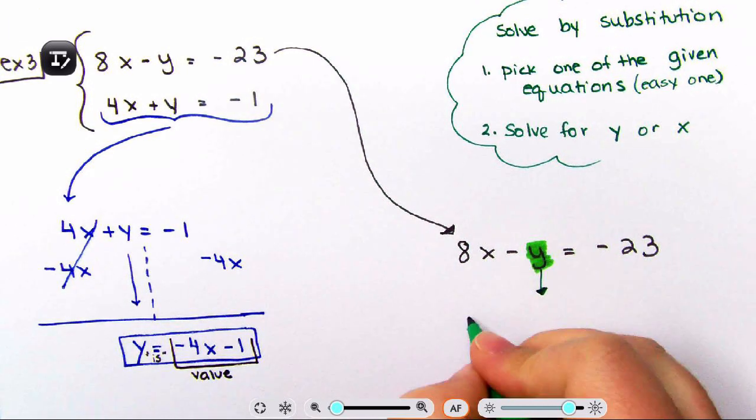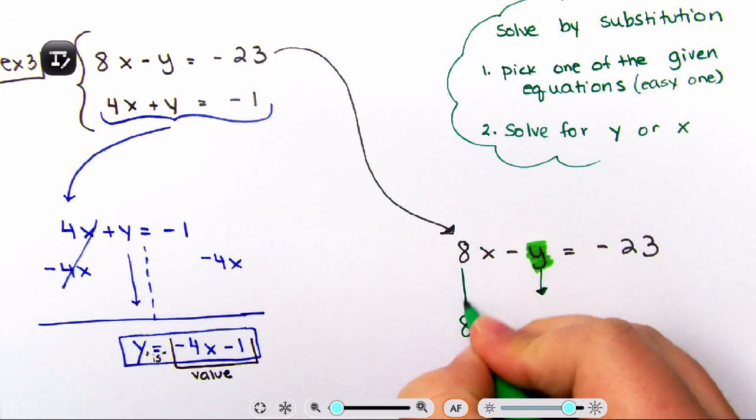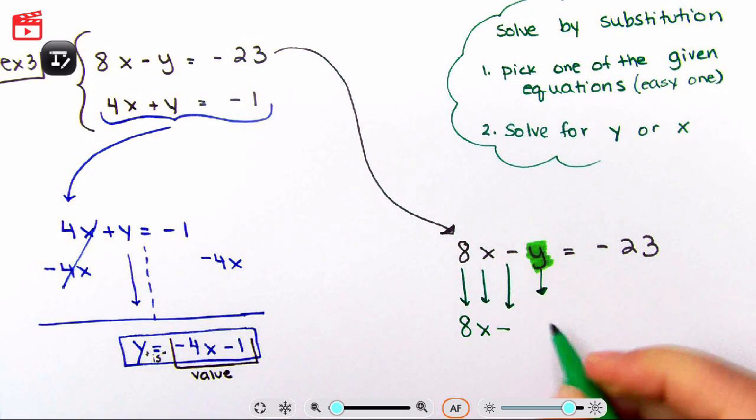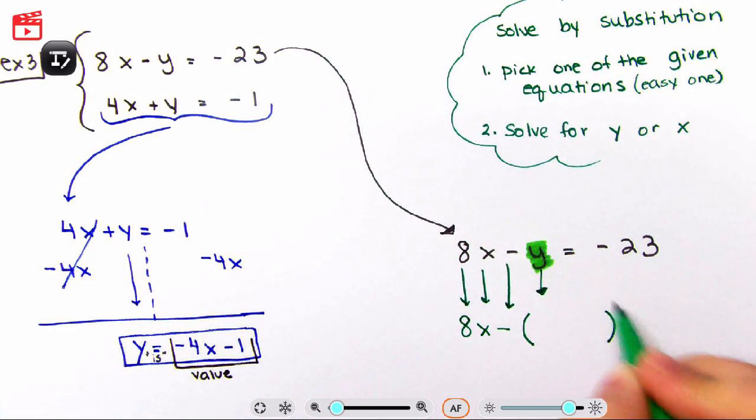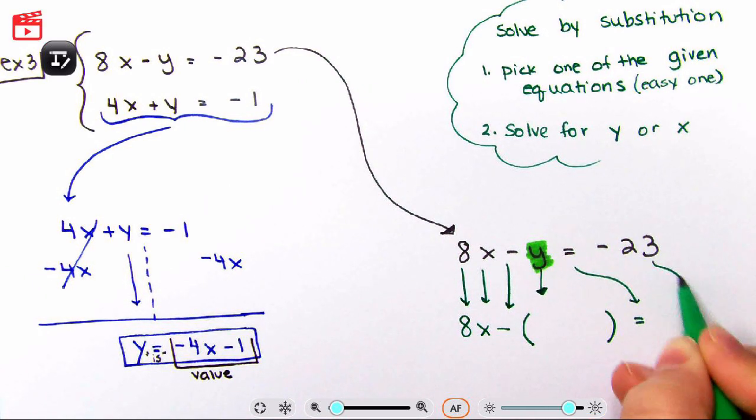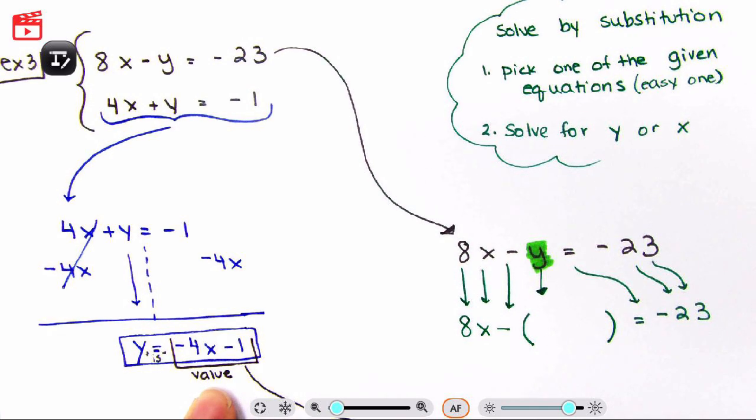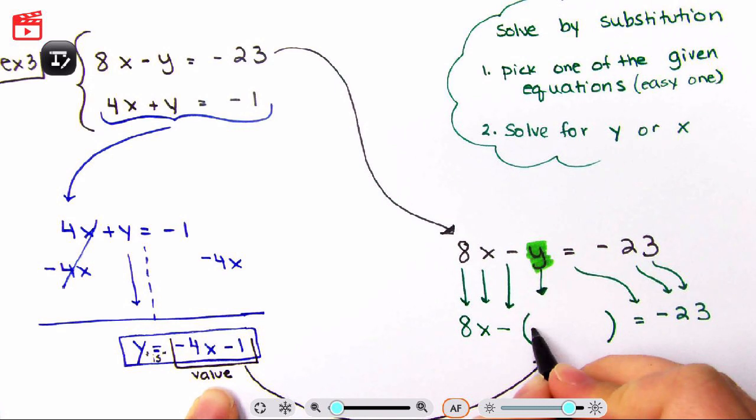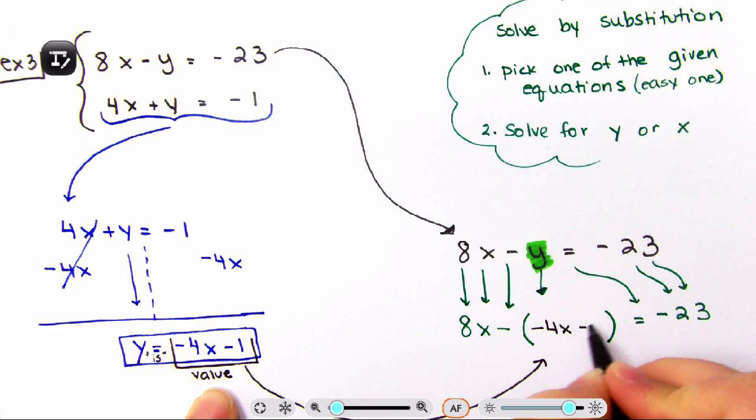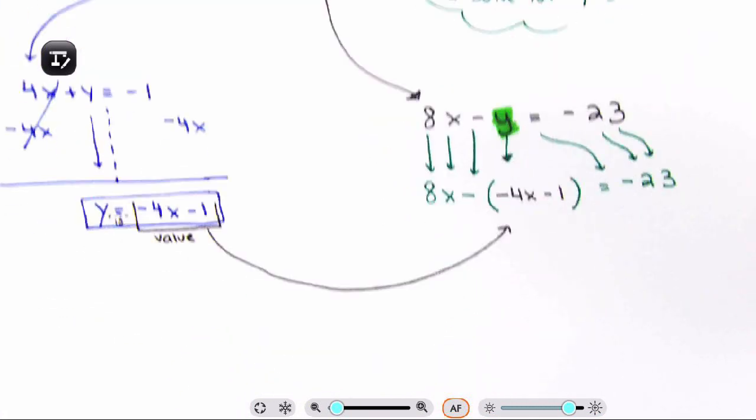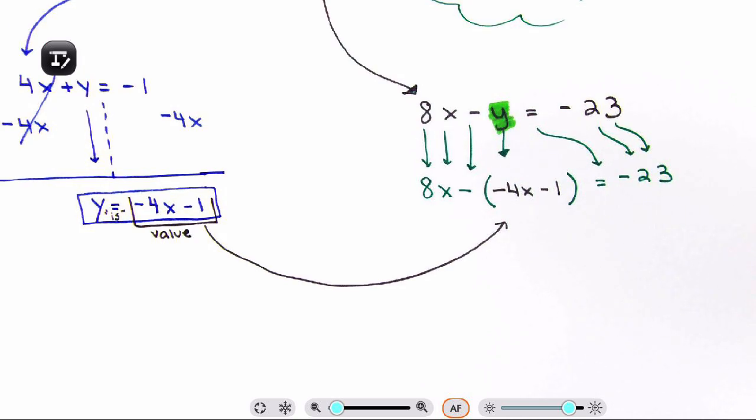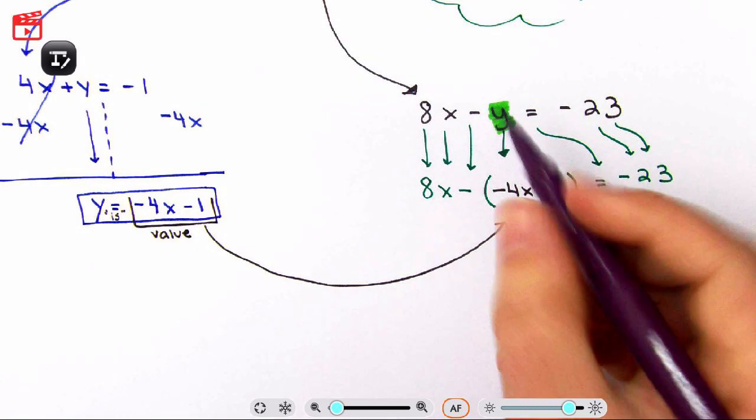All right, so we have 8x minus, bring everything down except your y. Instead of your y, you're putting parentheses. We still have our equals and we still have our negative 23. Now, instead of your y, you are going to substitute or replace your value, which is what we solved for, a negative 4x minus 1. This is why it's super duper duper important to put your variable in the parentheses when you're substituting.